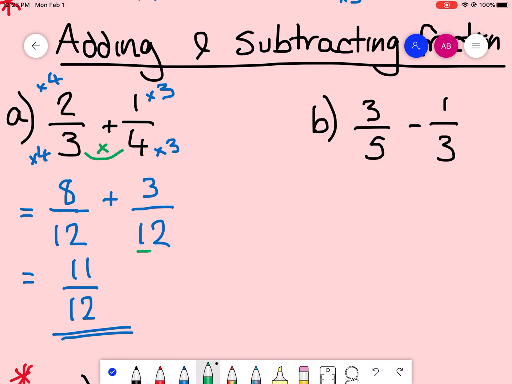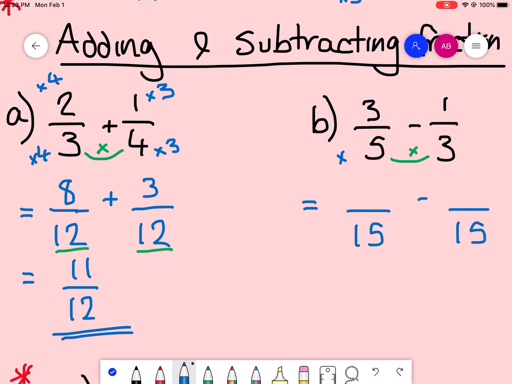If we do not have these two 12s on the bottom, if we don't have the common denominator, we cannot add the fractions together. So let's do the same with the next one. Subtracting requires the same process. We have got to create our common denominator. And I will do this by multiplying the two bottom numbers together. 5 times 3 is 15. So that will be my common denominator.